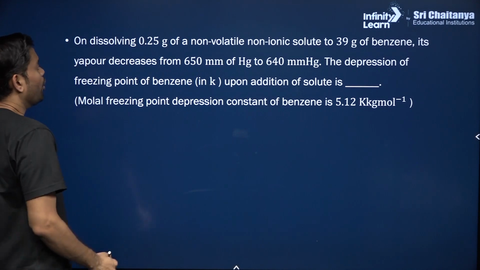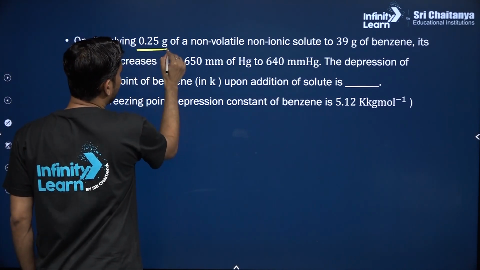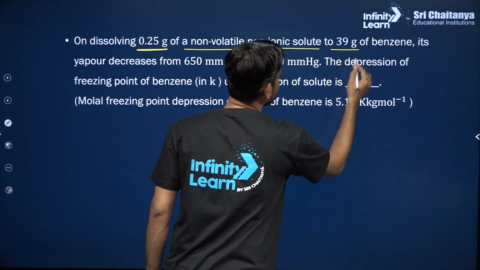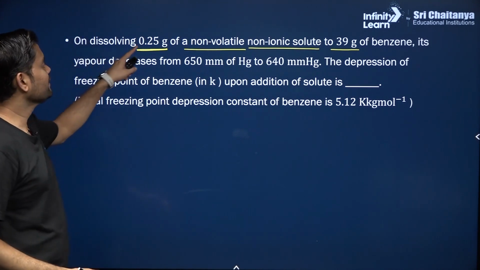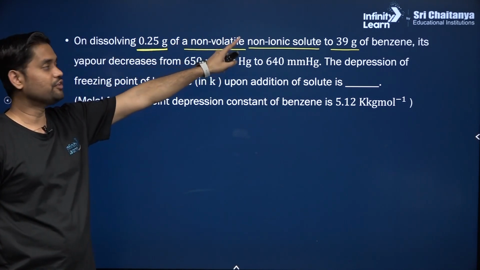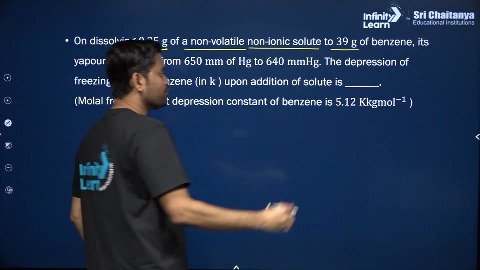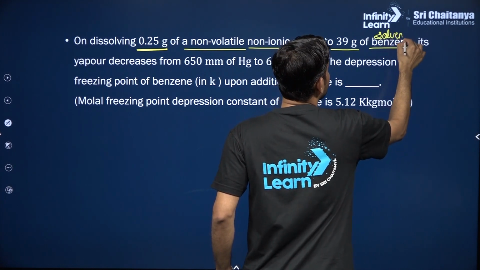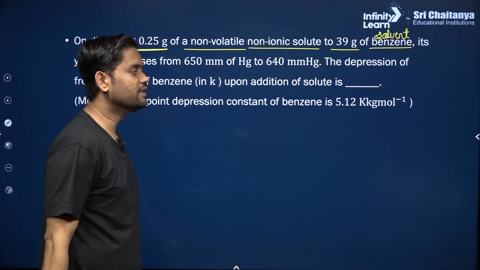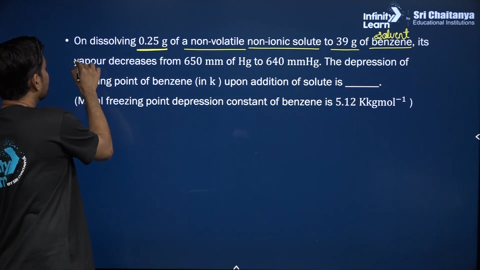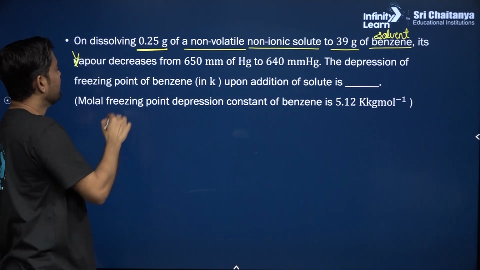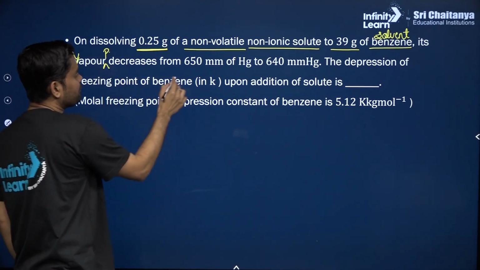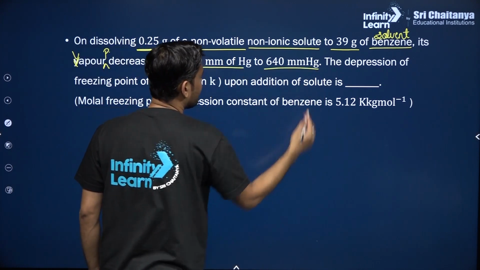Next, on dissolving 0.25 gram of a non-volatile non-ionic solute in 39 gram of benzene. So the solvent is benzene. Clear? It decreases its vapor pressure. Its vapor pressure decreases from 650 mm of Hg to 640 mm of Hg.